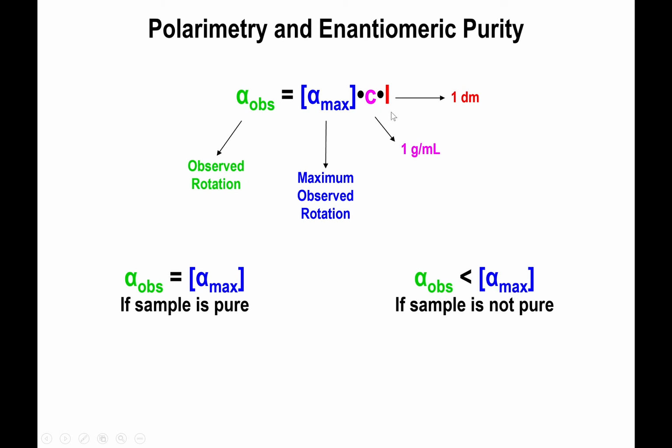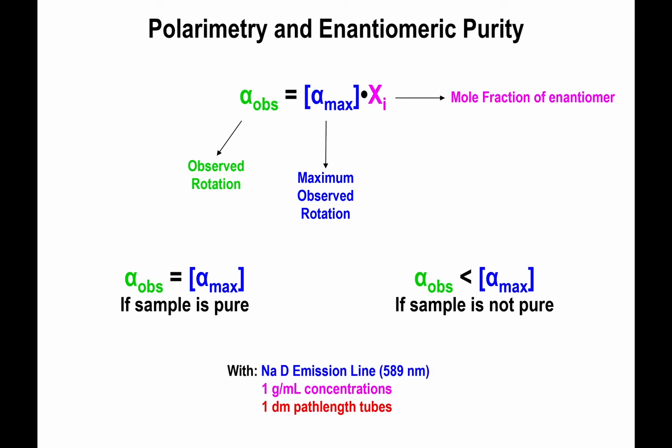And you can see that clearly by saying that, okay, if the sample is not pure, if you prepare a 1 gram per ml solution, then technically you only have maybe 0.8 or 0.9 grams of the substance in question present in the solution. So your concentration is actually less. Therefore, based on this equation, your observed rotation should be less than the maximum.